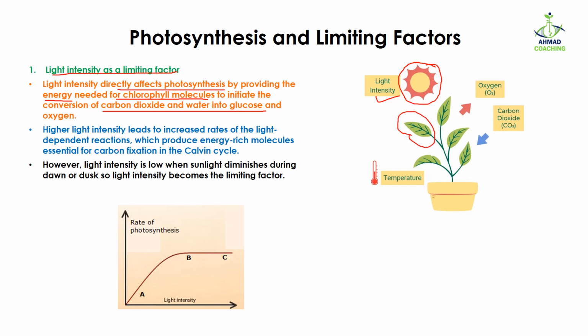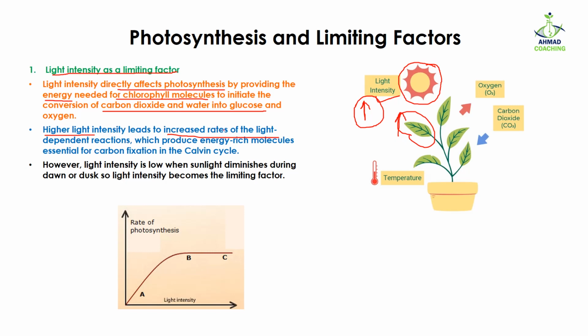Now, if the light intensity is high, during the bright days when the sun is shining bright in the sky, it is going to increase the rate of photosynthesis, because now the maximum amount of light is present and it can increase the rate of photosynthesis.